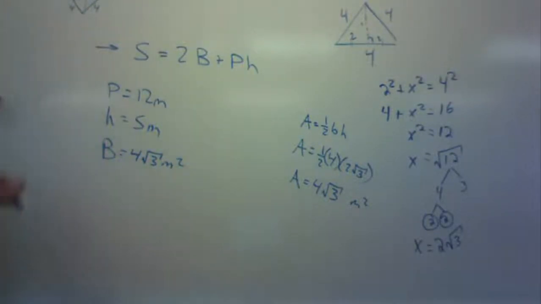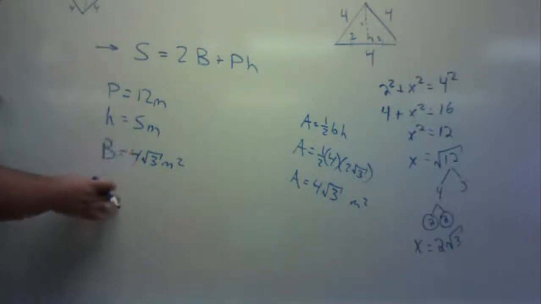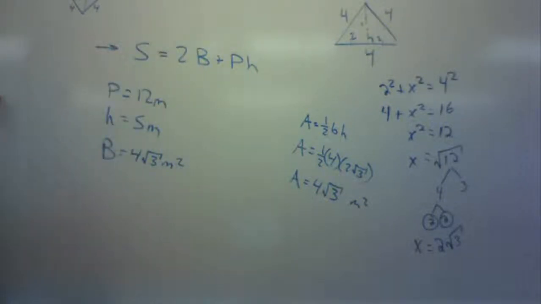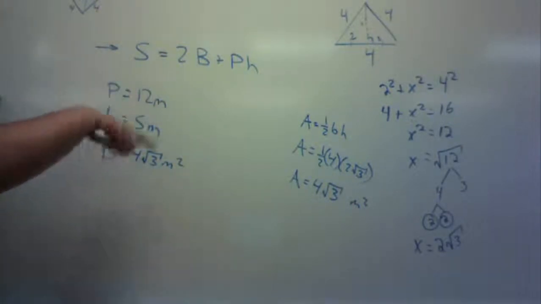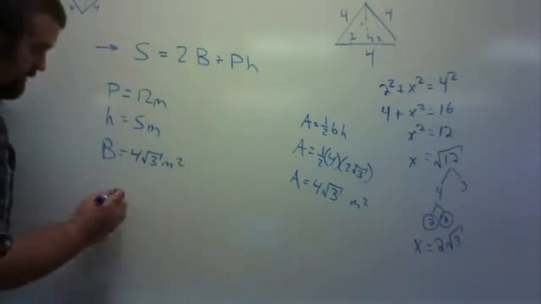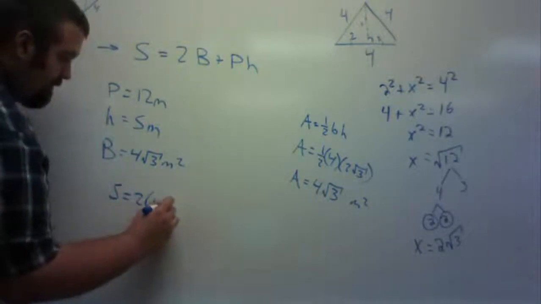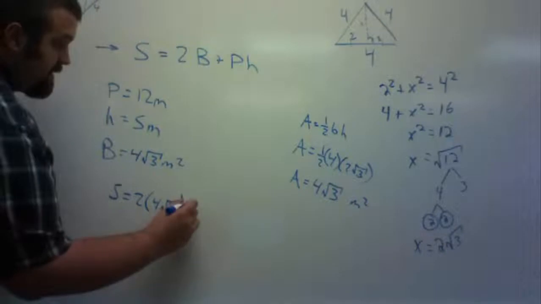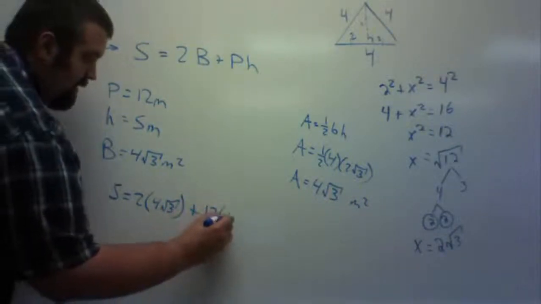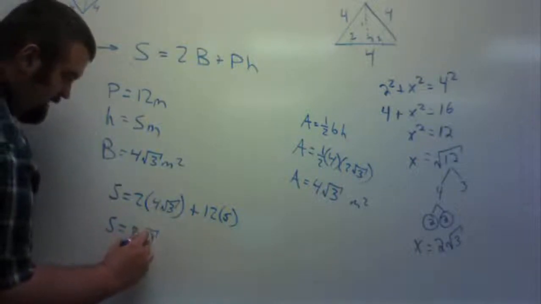So wait. Now that I found the area, I knew the perimeter, I knew the height, I found the base area, and I know the formula for the surface area of a prism. And that's what I was looking for. So now it's just time to take what I found, or knew, or figured out, and plug it into my equation. So the surface area equals 2 times the base area, 4 square root of 3, plus the perimeter 12 times 5. So what I get here is the surface area is 8 square root of 3 plus 60.